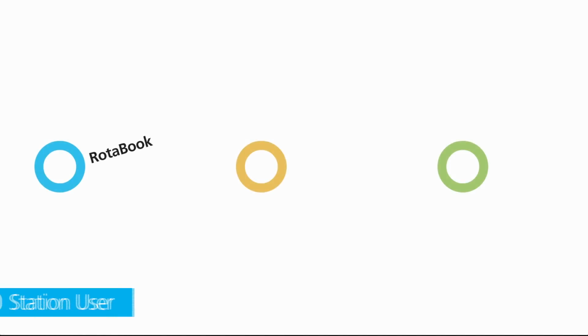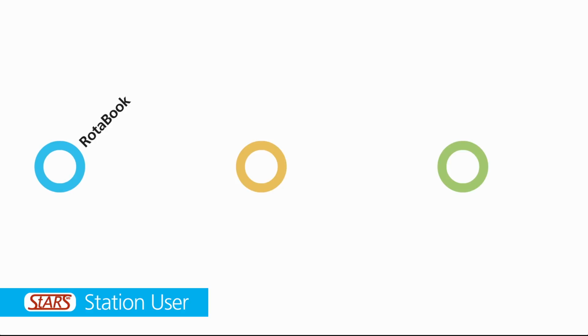StARS MS for the station user follows the theme of a single point of data entry. It is used by watch officers to plan availability, book leave, and to manage other absences, which gives an overview of their watch.